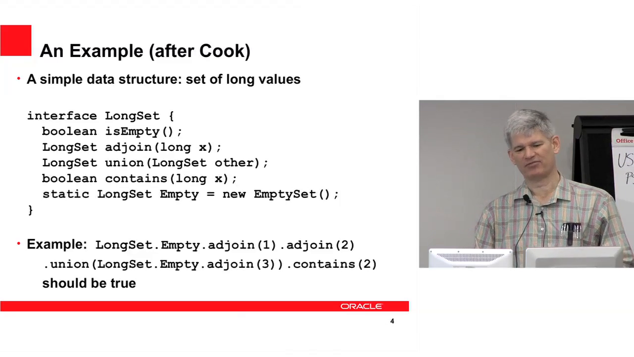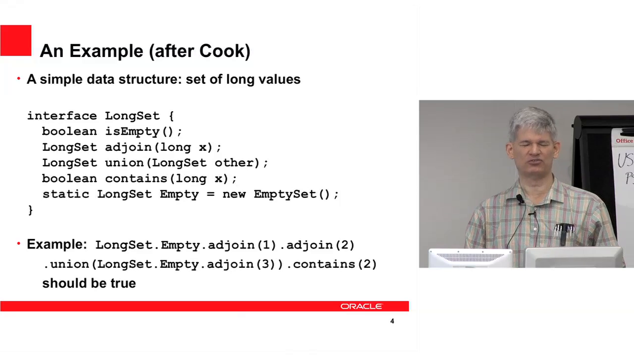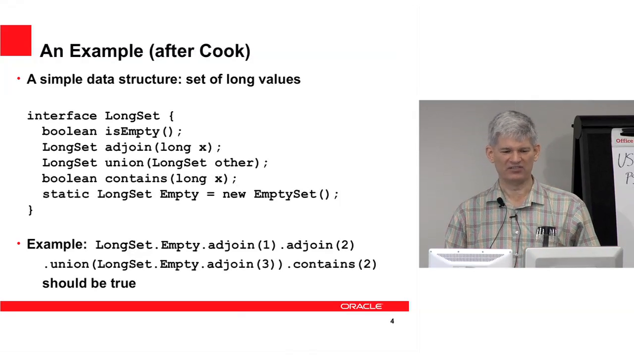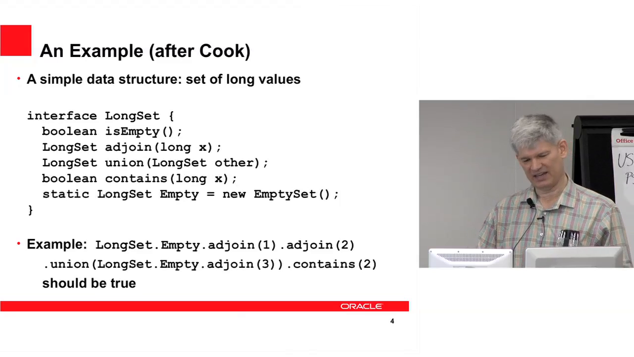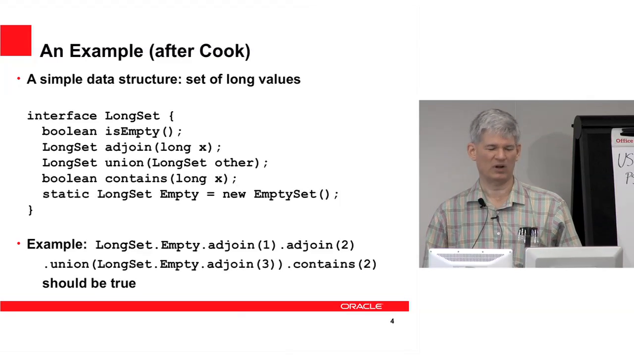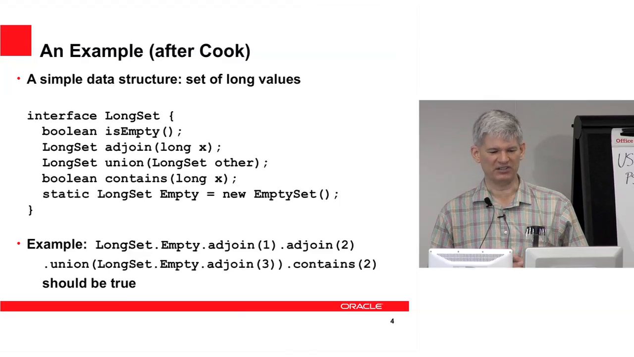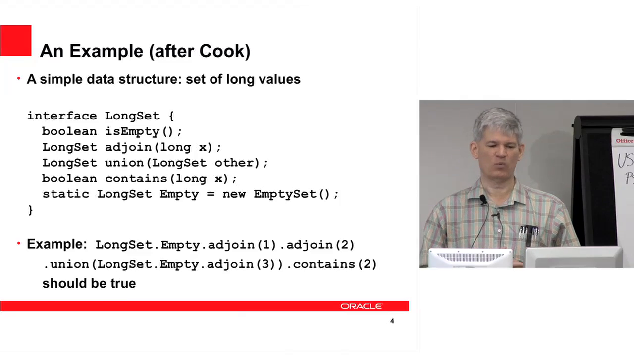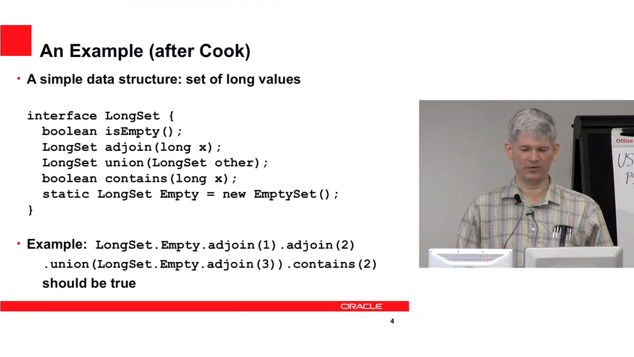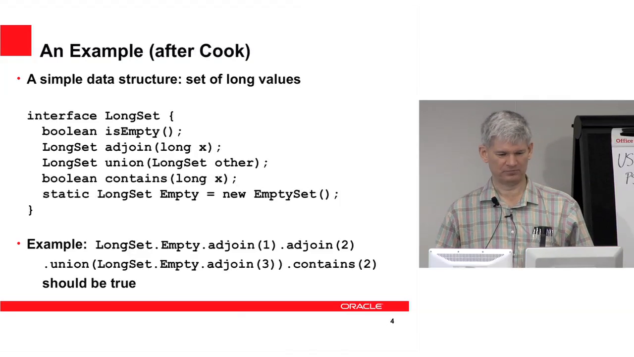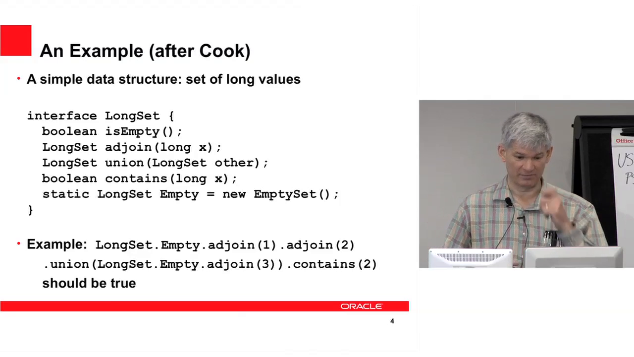This example, after the example in Cook's paper, is a simple data structure. We're going to represent a set of long values. So here's an interface LongSet, and it has several methods: one to test whether the set is empty, one for adding a new element to the set, one for unioning two sets, and one for deciding whether a set contains a given value. And we've got this global value empty, which is just the empty set.